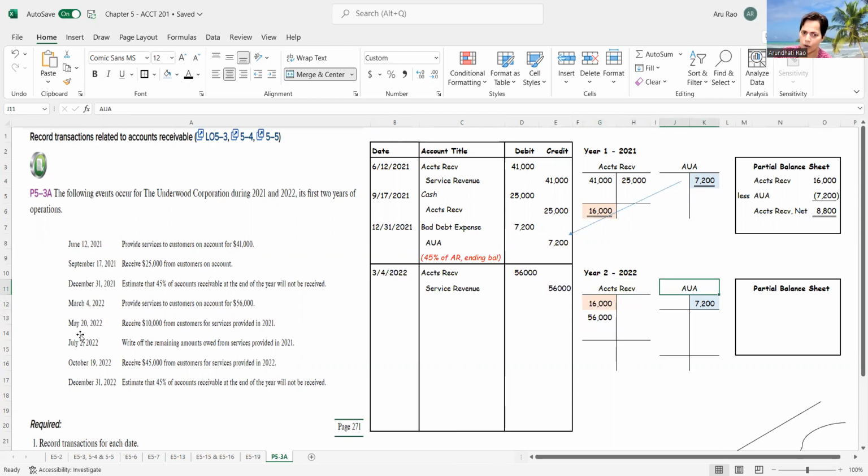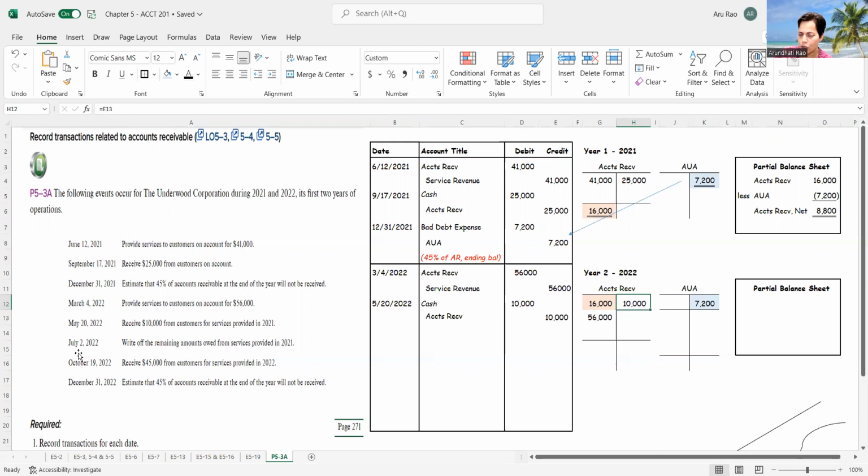Let's continue over here. On May 20th, I received $10,000. So I'm going to debit cash and credit accounts receivable. Debit cash, credit accounts receivable for $10,000. So this $10,000 I posted here on the credit side for $10,000.